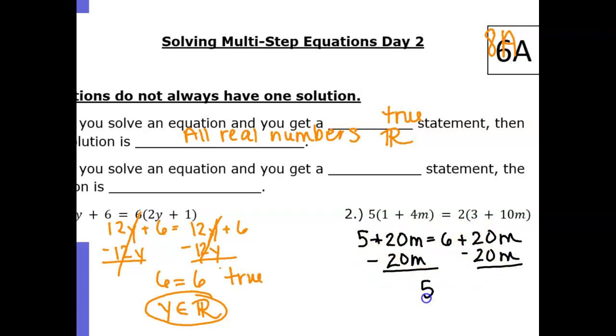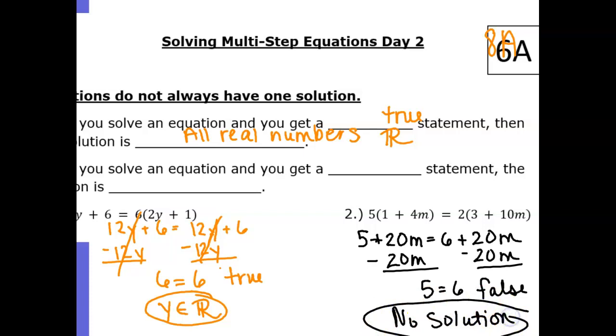We end up with 5 equals 6. Well, we know that 5 does not equal 6, so that's a false statement. So in that case, there's no solution. There's no value of m that would work to make that a true statement. So that's an example of no solution.